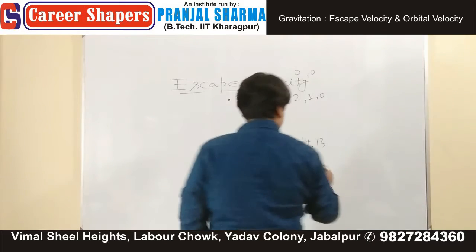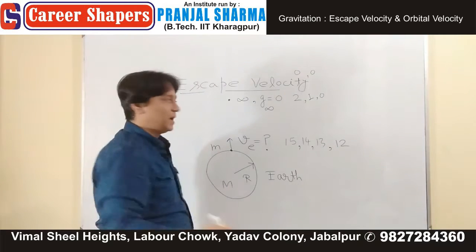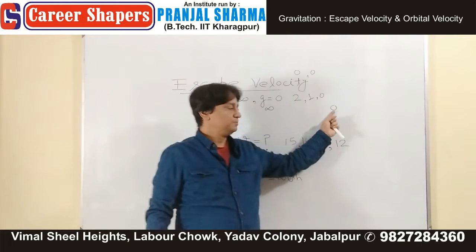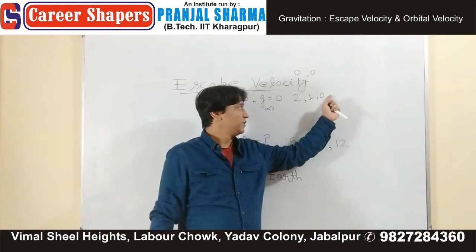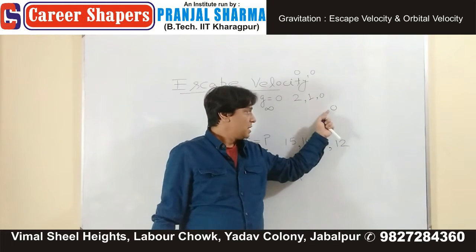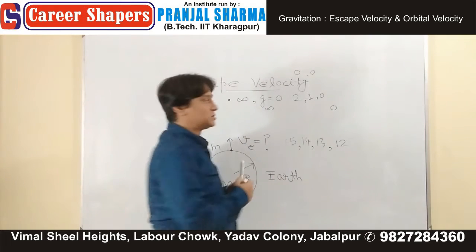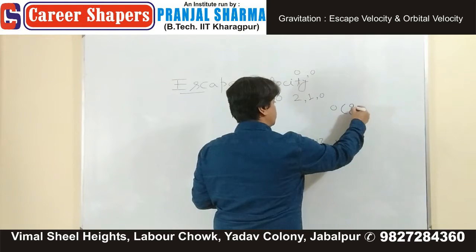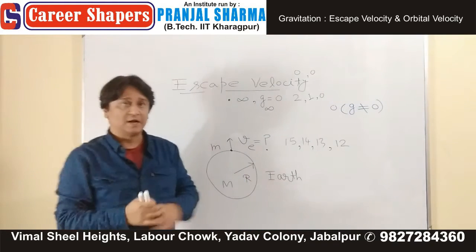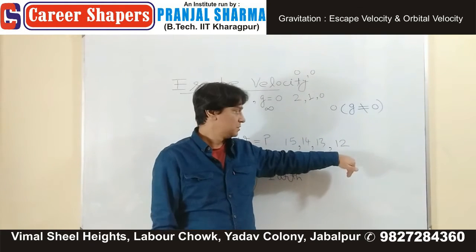Then after 13, if I say speed is 12, then somewhere at this place speed becomes 0. It is not able to reach infinity. Before even reaching infinity, speed becomes 0. But this is some place where g is not 0. At this place, g is not 0. Gravity is present and therefore this object will ultimately fall back on the surface of Earth.